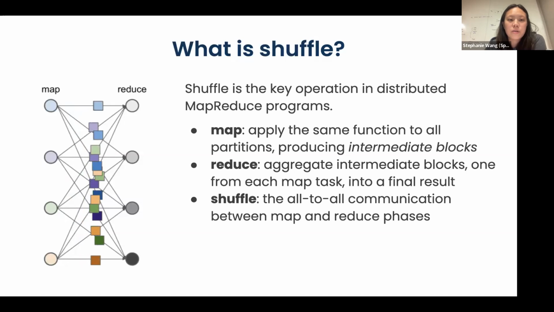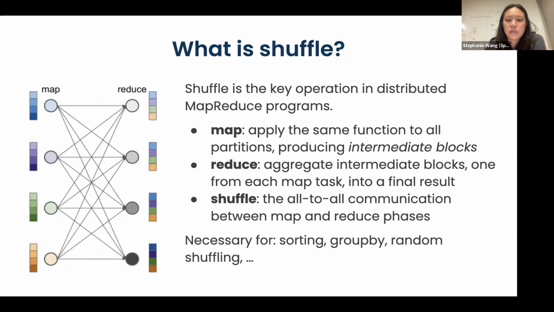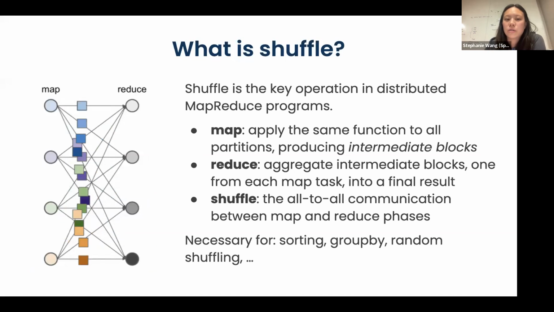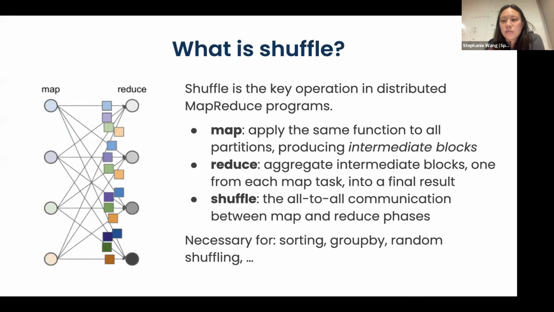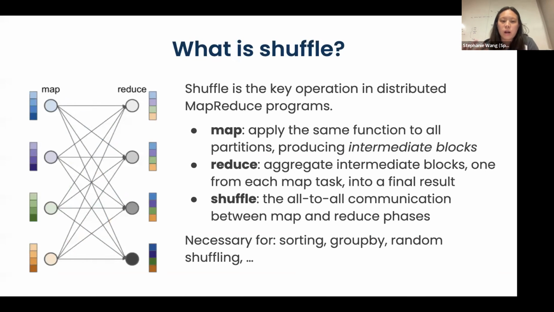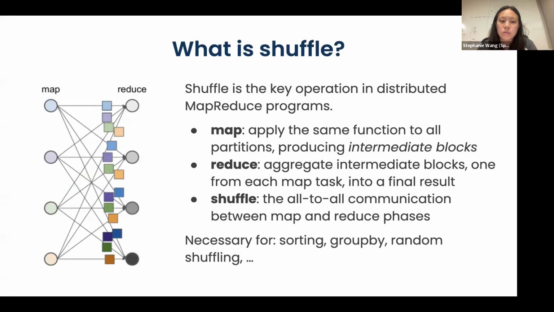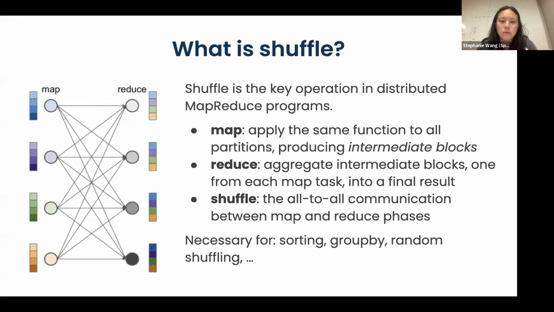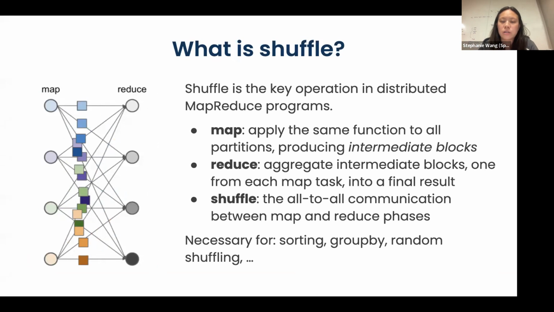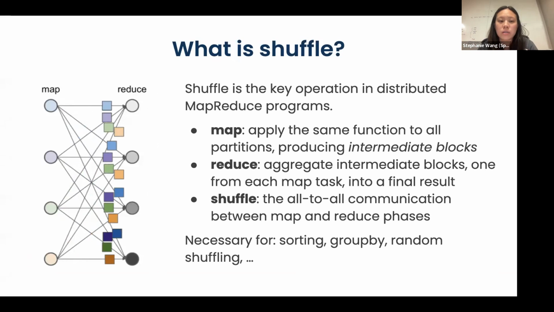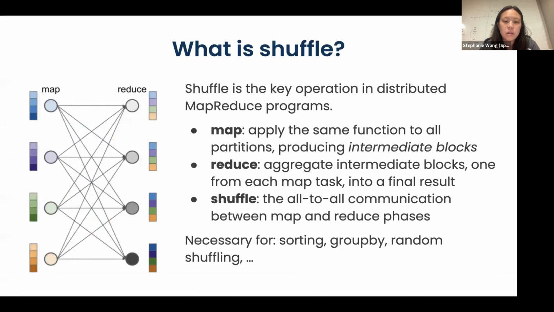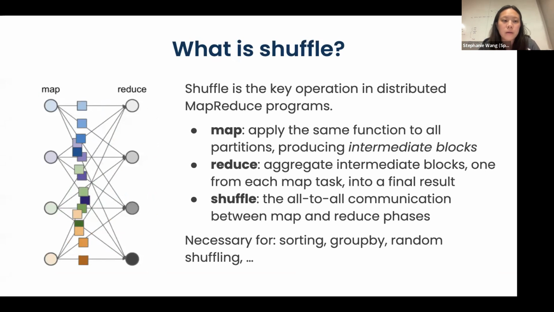So I just want to note here that randomly shuffling a data set also uses this operation under the hood. But for the rest of this talk, when I say shuffle, we're actually going to mean the system level operation that moves these blocks from the mappers to the reducers. So unlike random shuffling, this is actually a generic operation that's used in lots of other data operations as well, such as sorting and group by.